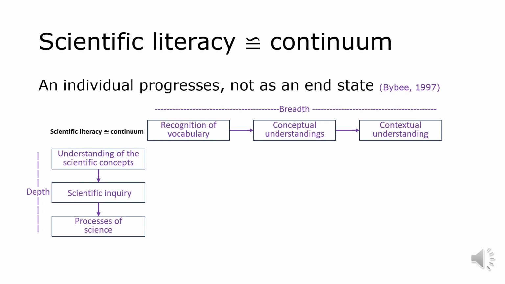So we have here recognition of vocabulary, the easy one. Conceptual understanding is more complex and more challenging. And then in the depth, Bybee also explained that first the easy one is understanding scientific concepts, and then moving to scientific inquiry, and the last is the process of science. So scientific literacy is a continuum, with depth and breadth. That is the continuum in Bybee's research.